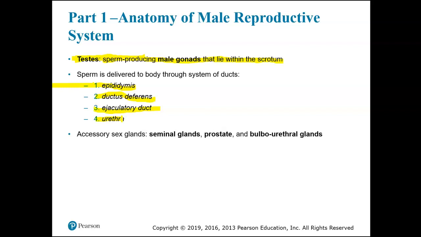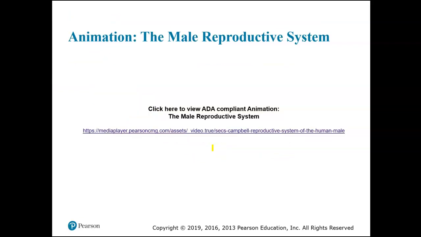The accessory sex glands contribute to the composition of the semen, because semen is sperm and also other materials, other fluids and solutes. So the accessory sex glands are the seminal glands, the prostate gland, and the bulbourethral glands, which used to be called the Cowper's glands. We will talk about the composition of semen and how each of these glands contributes to what makes up male semen.